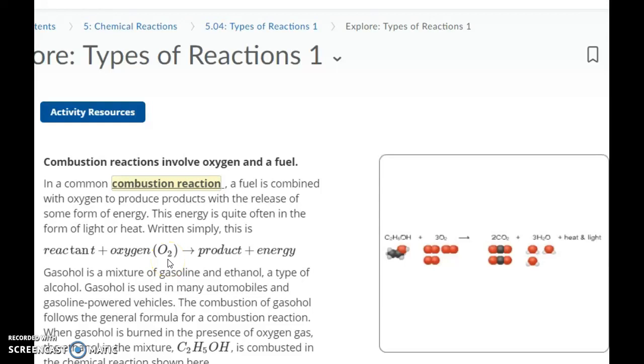Oxygen's always O2 because remember each oxygen, which is in group 6, has 6 valence electrons. It really badly wants a full outer shell. And so oxygen is never one single atom. It always combines with itself into a diatomic molecule.